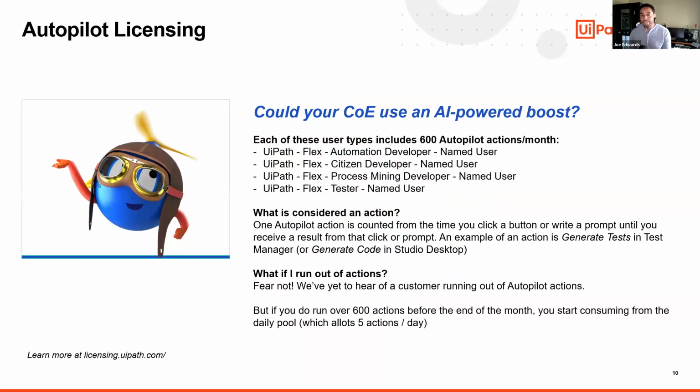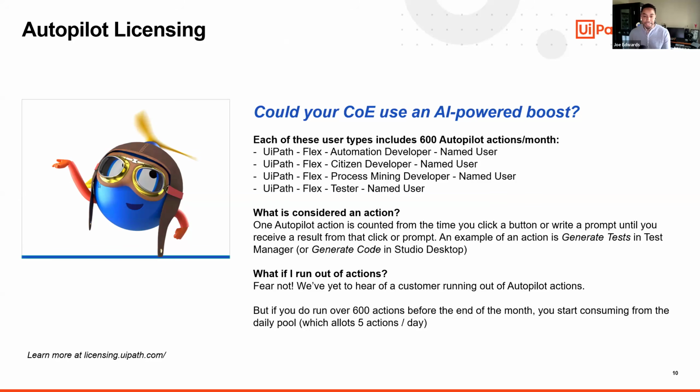Lastly, one of the biggest questions we've gotten is just how Autopilot is going to be licensed. Essentially, the answer is if you have automation developer, citizen developer, process mining developer, or tester licenses, you'll have access to Autopilot. And when we say access, people are always like, okay, what's the most I can do with Autopilot in a given month?